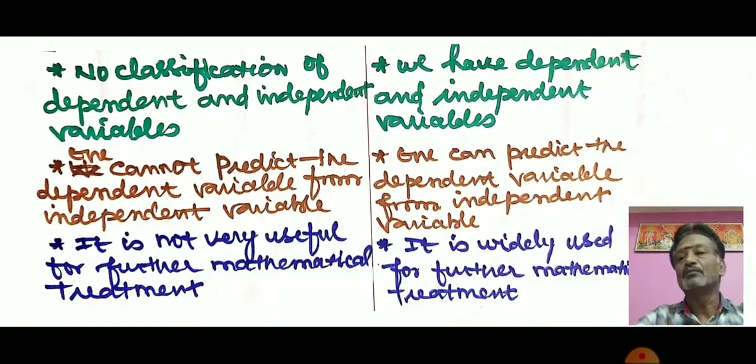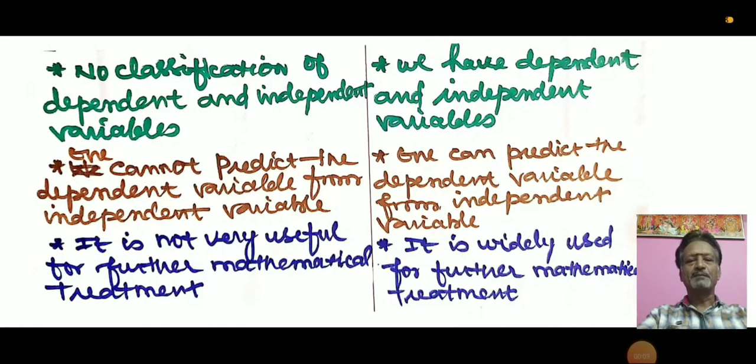In correlation, both the variables are random variables. We are not assigning which is a dependent variable and which is an independent variable. But you take into account of regression analysis. Here, one is a dependent variable and another variable is an independent variable. So here we are making the classification of dependent and independent variables.